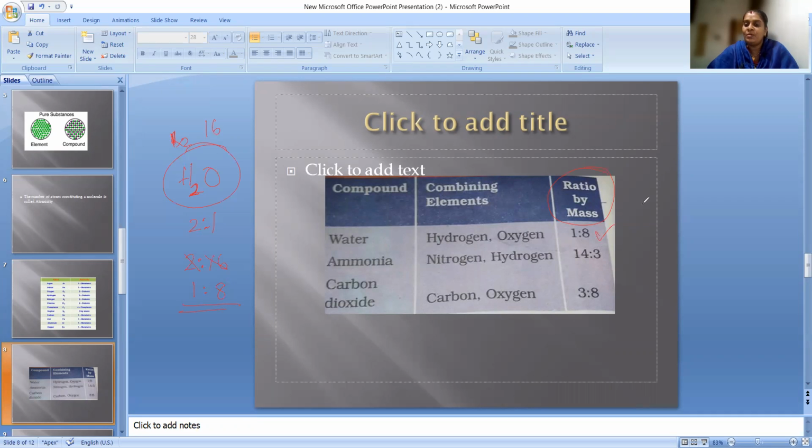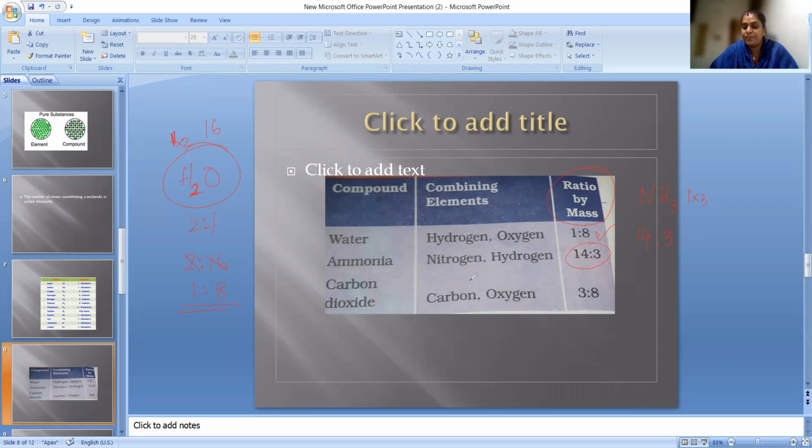If you take ammonia also, we can write NH3. So 1 nitrogen and 3 hydrogen. Nitrogen, the mass is 14, and for hydrogen we already discussed it is 1. So 1 into 3, 3. So the ratio will be 14:3.